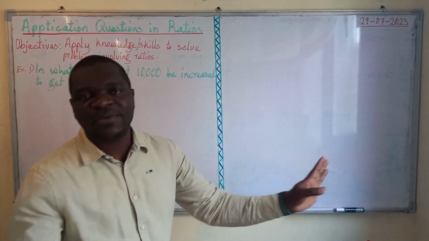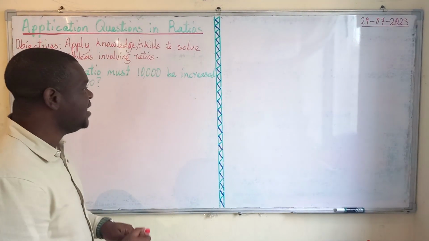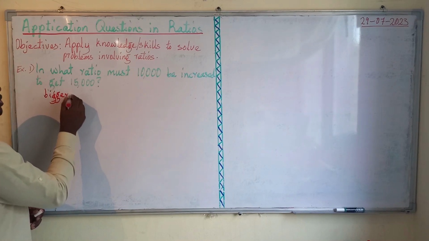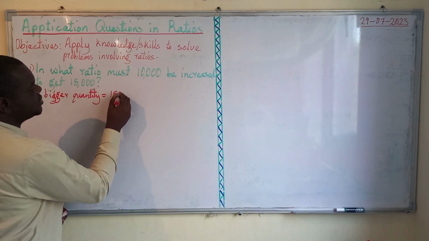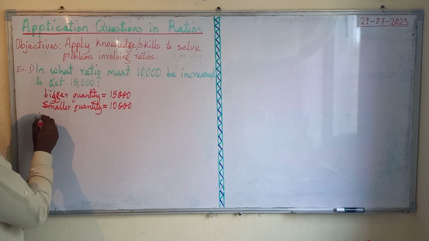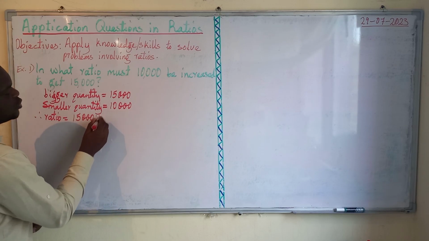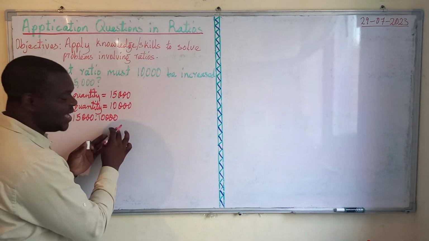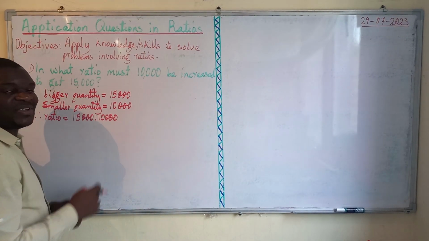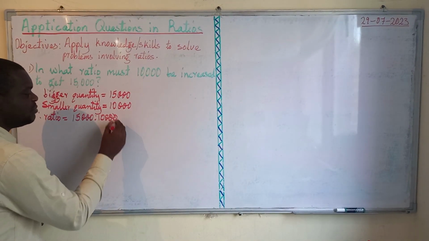This is a very simple question. What you have to do as far as this is concerned is first to identify the bigger quantity. Bigger quantity is 15,000 and the smaller quantity is 10,000. Therefore, ratio will be equal to 15,000 is to 10,000. We'll not leave it like this. We're going to simplify to the lowest term, and that is one of the first lessons we did as far as ratios are concerned.